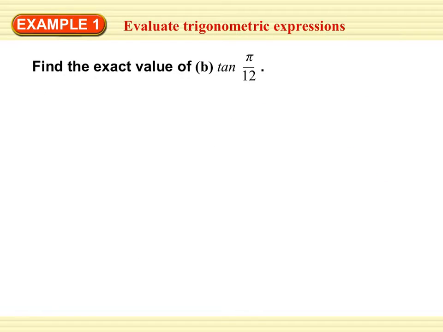Find the exact value of tan pi over 12. What is pi over 12? We don't have any special triangles that relate to pi over 12, but I can change this into tan of 1/2 times pi over 6. And pi over 6, I know, is 30 degrees.